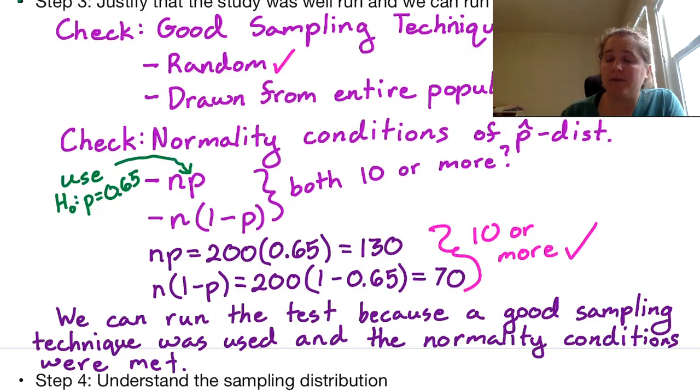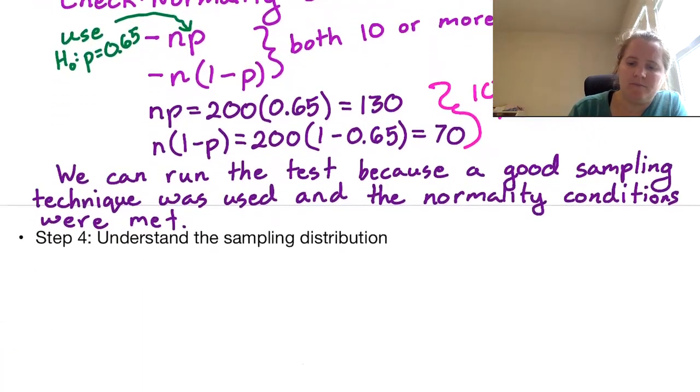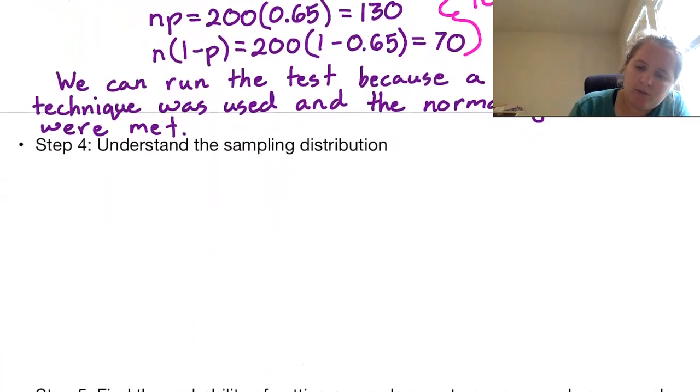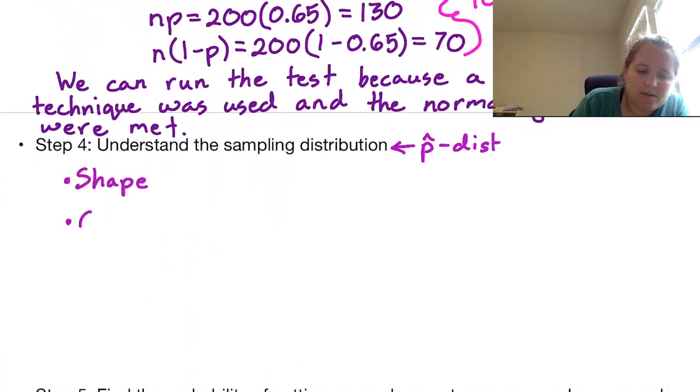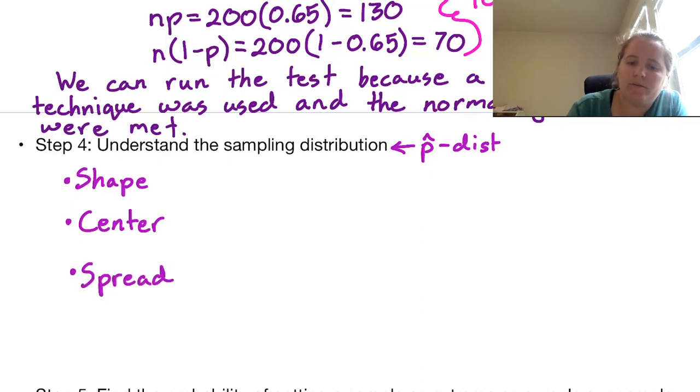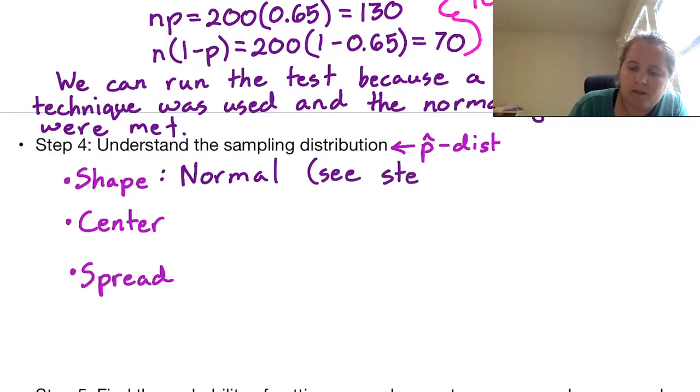All right, so next up, we have to understand the sampling distribution. So the sampling distribution that we are talking about here is the p-hat distribution. And we need to know shape, center, and spread. So for our shape, we saw in step 3 that it was normal. The conditions were met.